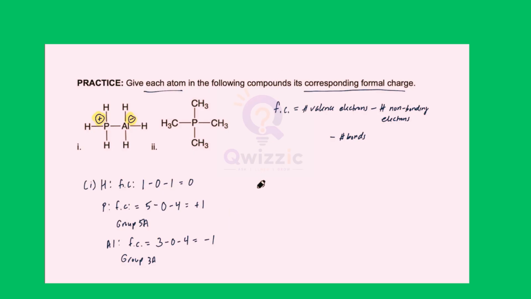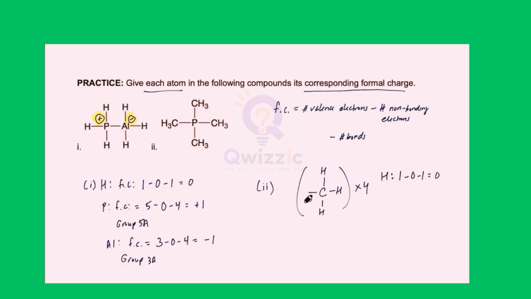Now let's look at compound number 2. This consists of a phosphorus with 4 methyl groups bound to it. So again, we'll just take a look at the hydrogens first. Recall that each methyl group will have a carbon with a bond to another atom, and then each carbon has 3 hydrogens with single bonds there. So that's what all the methyl groups look like. I'll just put a parentheses and write multiplied by 4. So just like the other molecule in this case, our hydrogens have 1 valence electron, minus 0 non-bonding electrons, minus 1 bond, formal charge of 0. So leave them blank.